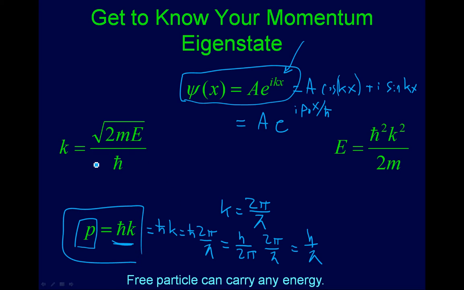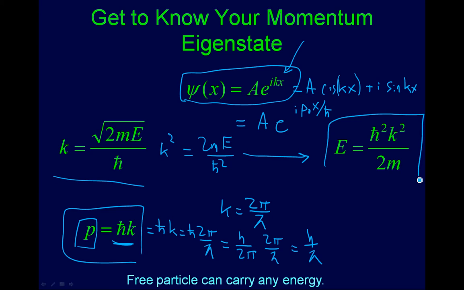Another way to think about that is our k constant looks like this here. If I take that and square both sides, k squared equals 2mE over h bar squared, and if I solve that for E, I get this thing over here. If we think about our energy, this is our kinetic energy only because there is no potential, as being p squared over 2m, and again our p comes out to be h bar times k.